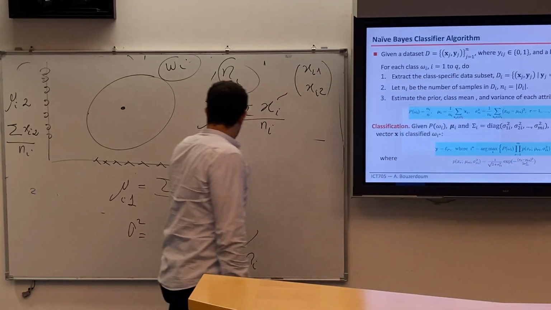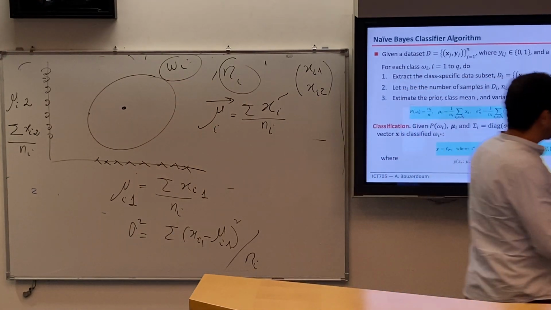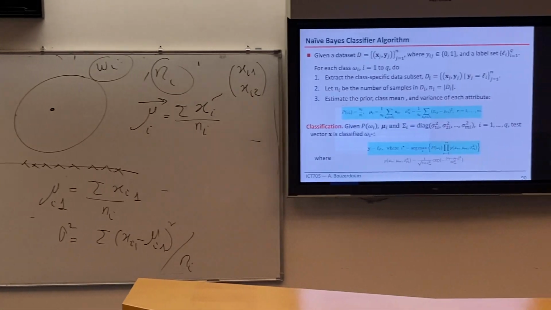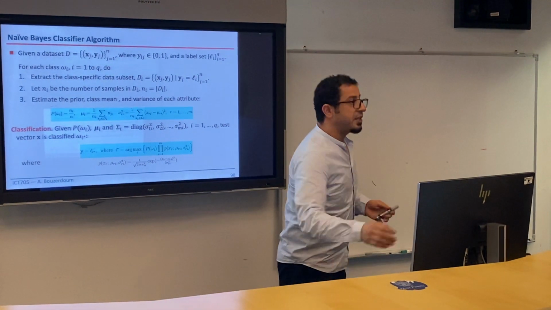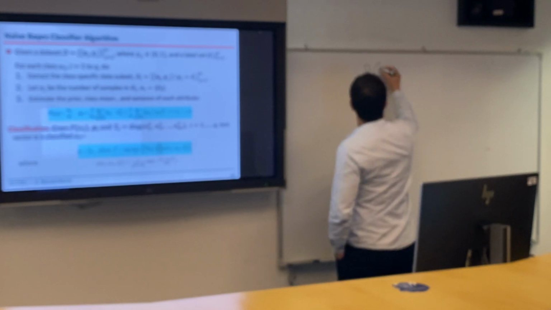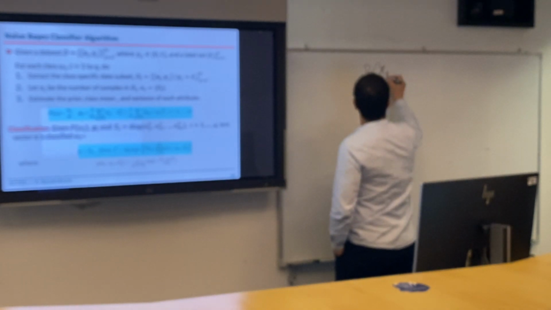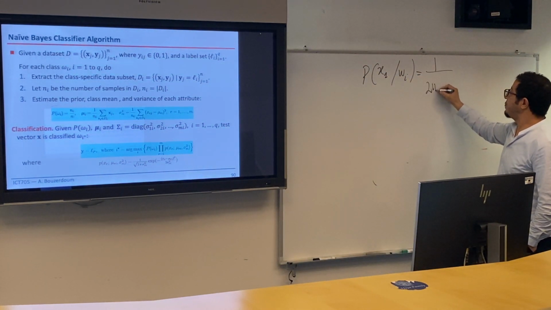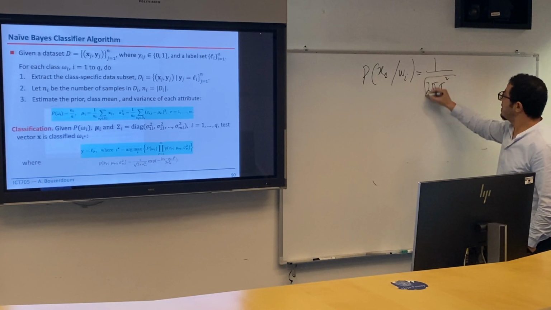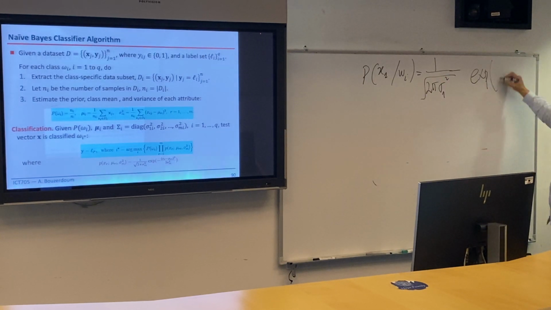For example, here. Let me do it here. In this slide here, I did 2, right? Yes? Okay. So what will be the probability of x1 given I am in wi here? What is the probability here, please? It is 1 over the square root of 2 pi sigma 1 square, exponential of minus x1 minus mu i1 square divided by 2 sigma 1 square, right? This is the probability. Clear?